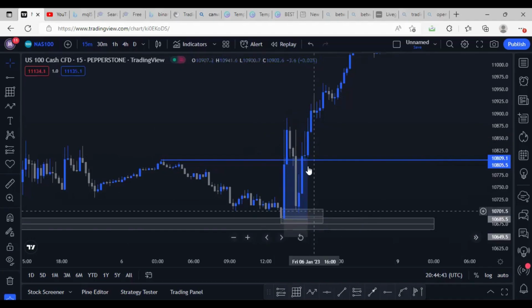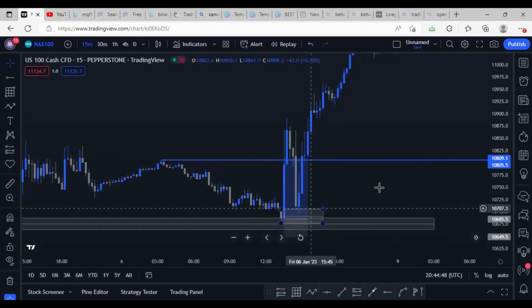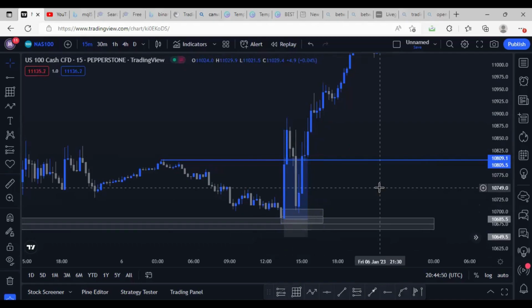So the market came back again. As soon as it came back and we checked the market, we saw that it went down to retest the order block that was drawn on the 15 minutes time frame.